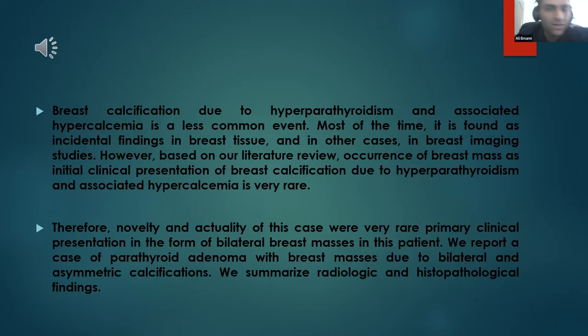Breast calcification due to hyperparathyroidism and associated with hypercalcemia is less common in men. Most of the time, it is found as an incidental finding in the breast tissue on mammography. Therefore, the novelty of this case is that it is very rare. The primary clinical presentation was bilateral breast masses in this patient. We report a case of parathyroid adenoma with breast masses due to bilateral and asymmetric calcification.